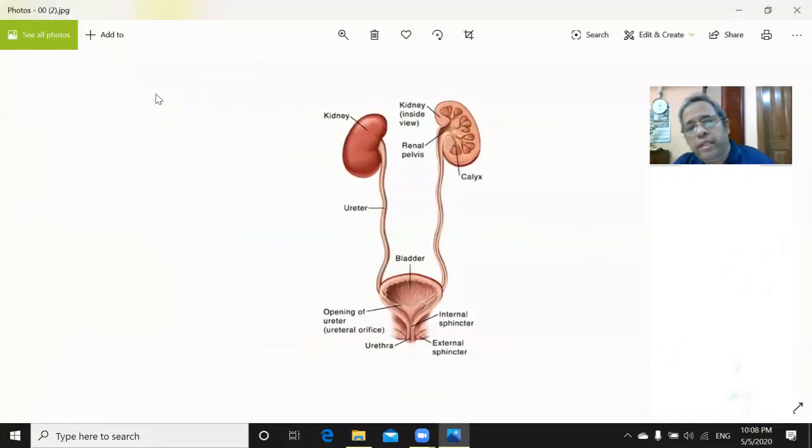So, first we see a picture. This is the urinary tract. The urinary tract consists of one pair of kidneys, one pair of ureters, one urinary bladder, and the urethra.